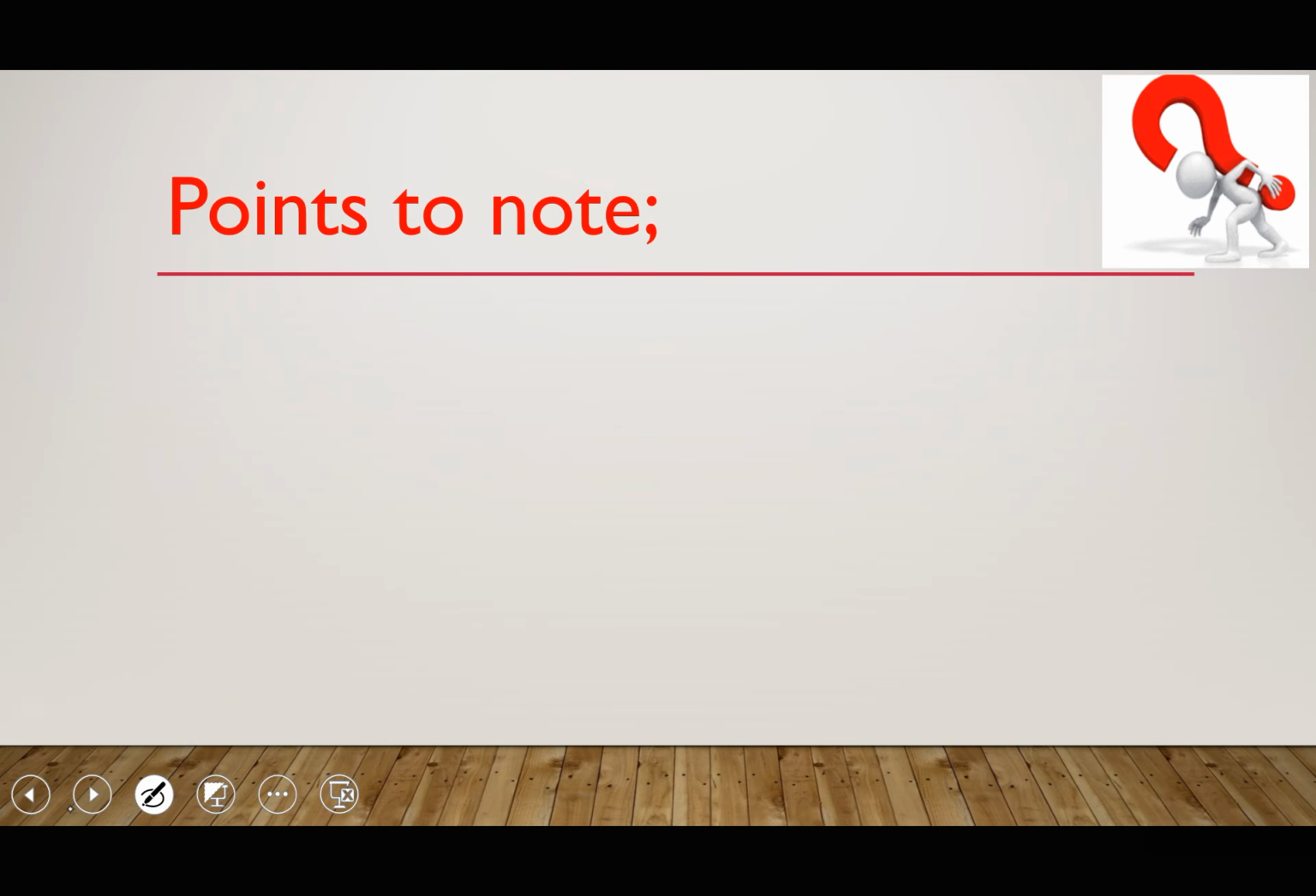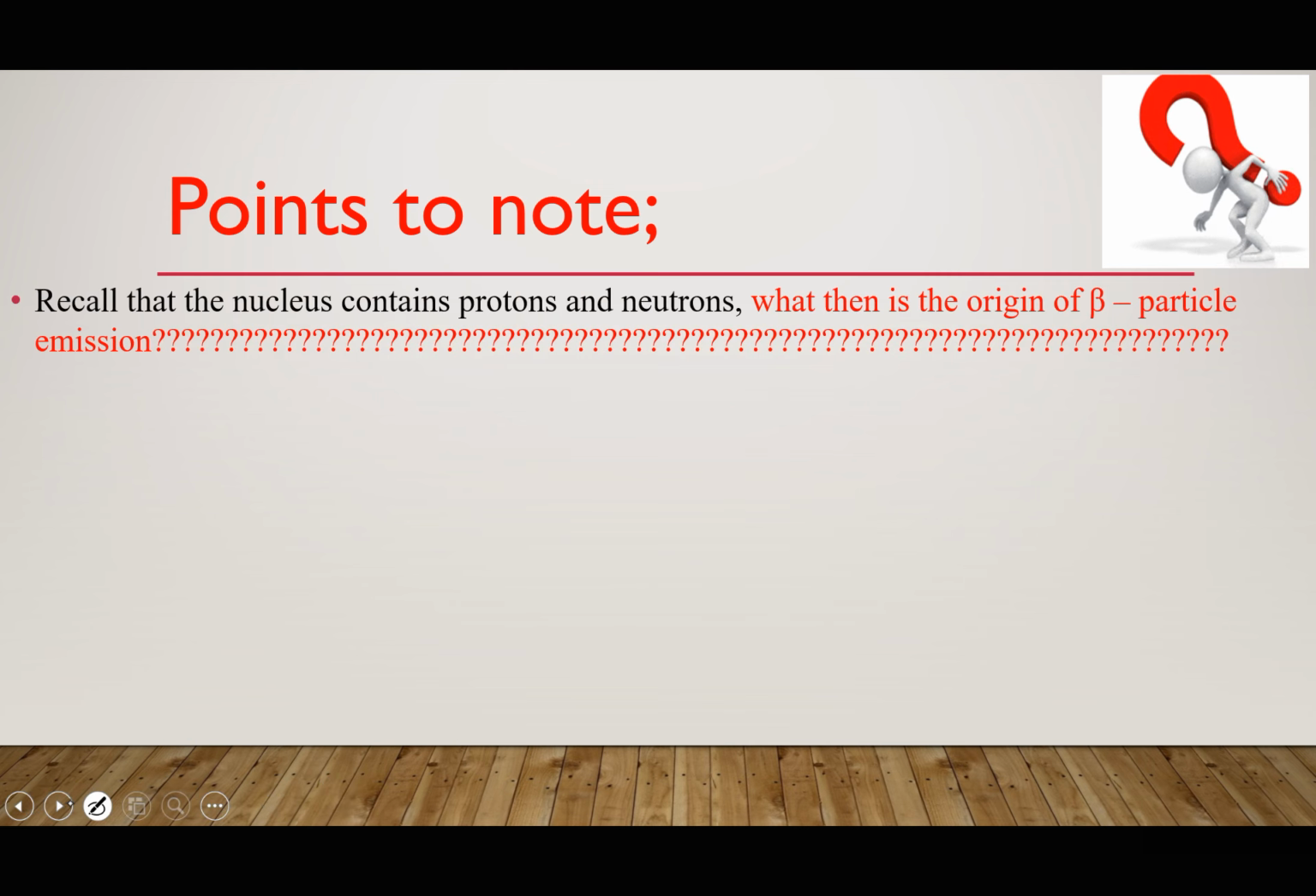So a few things we need to note from what we have just discussed here. A few points we need to note. Number one, recall that the nucleus contains only protons and neutrons. So ask yourself a question, where do the beta particles come from? We call them fast-moving electrons. So what then is the origin of beta particles, of beta particle emission? The nucleus, as proposed by the nuclear model, contains only protons. So inside the nucleus, we only have protons plus neutrons, surrounded by electrons revolving around the nucleus for an atom.